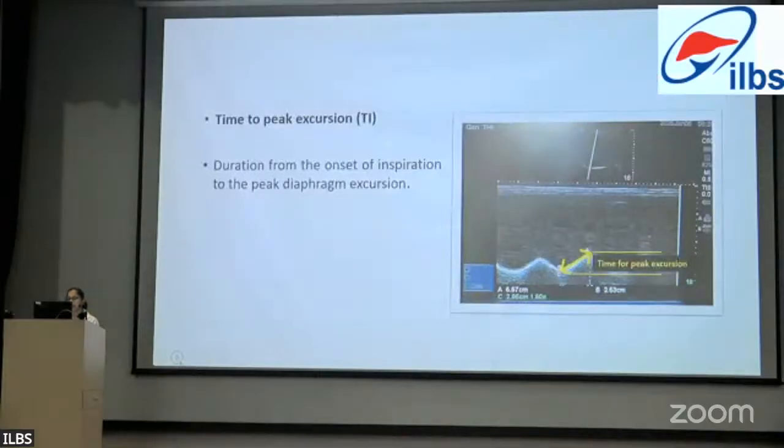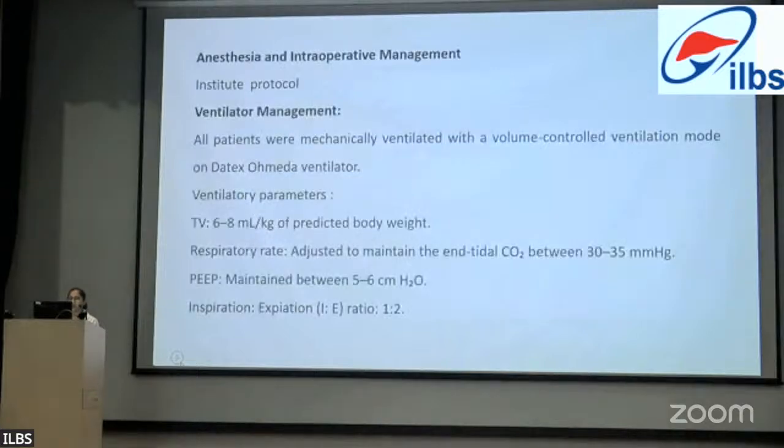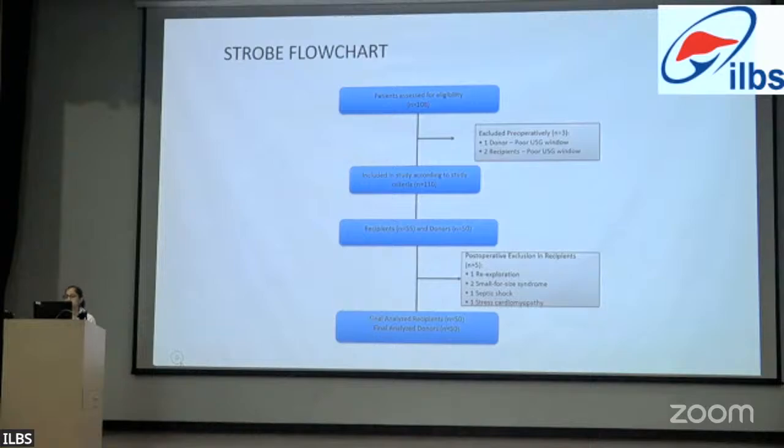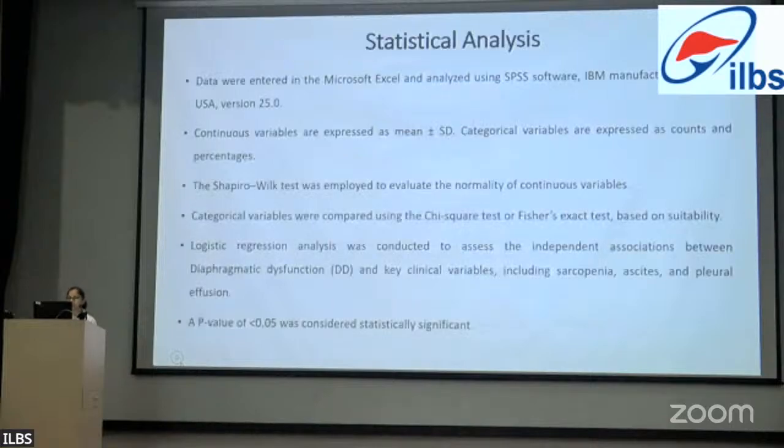And the third parameter is time to peak excursion, that is the duration from the onset of inspiration to the peak diaphragmatic excursion. For all the anesthesia and intraoperative management, we followed the institutional protocol, and for ventilator management, all patients were mechanically ventilated with volume control mode, with a tidal volume of 6 to 8 ml per kg and respiratory rate adjusted to maintain end tidal carbon dioxide between 30 to 35 mmHg. This is the flow chart, and this is the statistical analysis.